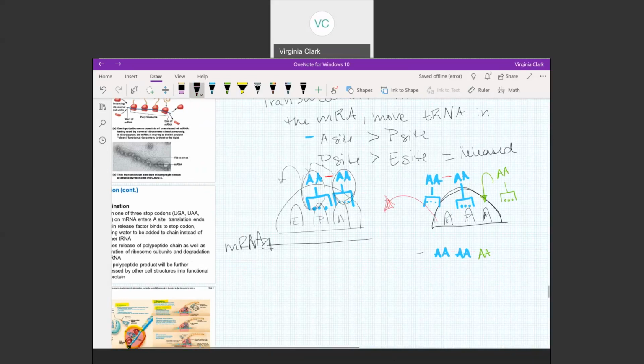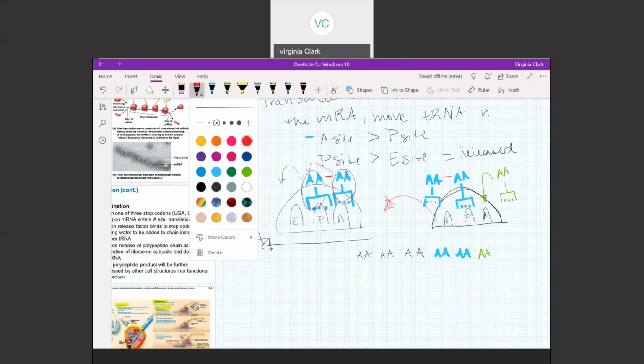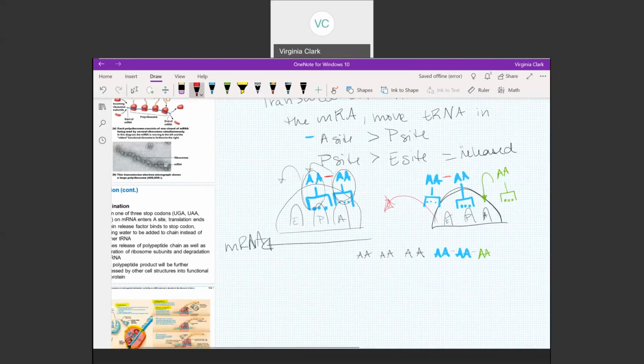You have a chain of amino acid peptide bonds. So the red is the peptide bond that is holding them together. So this is how you get your chain. Okay, so that was the third step. That was the second step. That was elongation. So when we get to step 3 of our initiation, elongation, this is going to be termination.